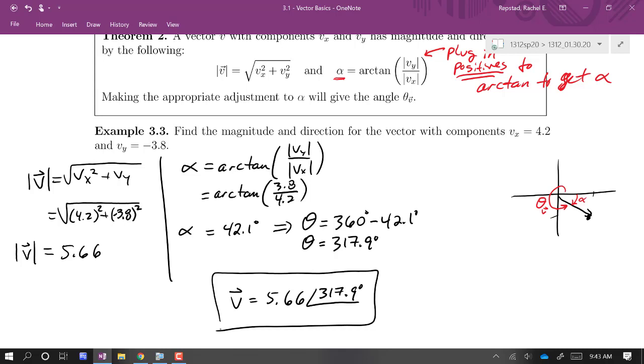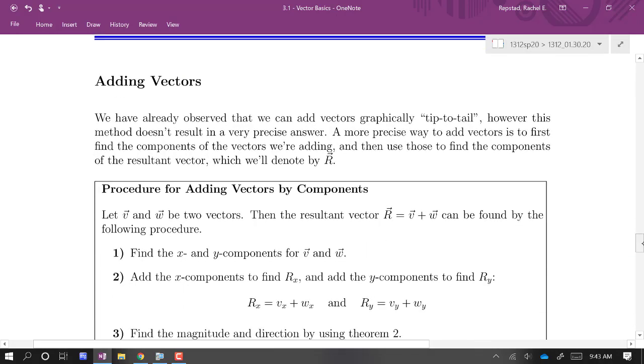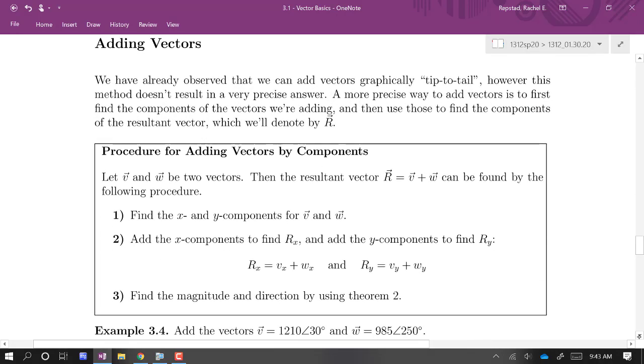How's that? We know how to go back and forth, right? This is all stuff that we've done before. We have a little extra added step when we're finding the angle because we have to account for what quadrant it's in. On the next page, again, we're going to revisit something we learned last time, how we add vectors. The process is the same.